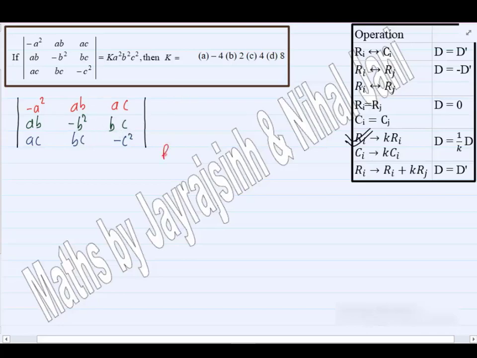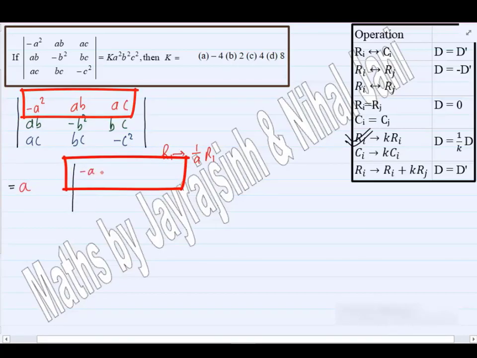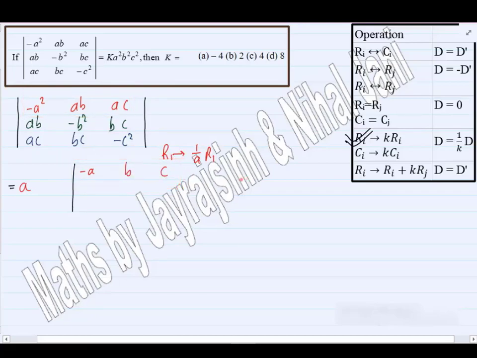Let's do the operation. R1 gives 1 by a R1. Now if we are dividing the first row by a, we have to multiply a with the determinant. So our first row will be minus a, b and c. Now the same thing with the second row. R2 is divided by b. So we have to multiply b with the determinant.